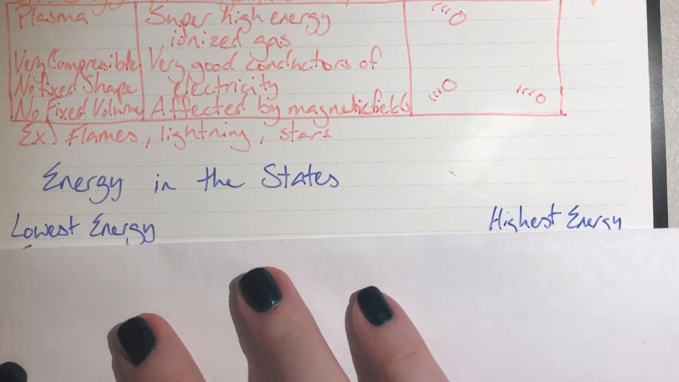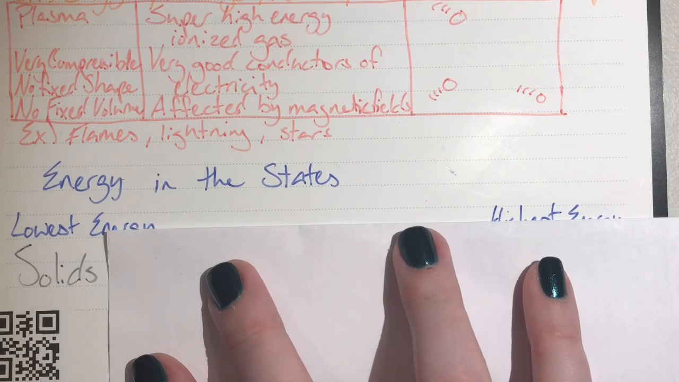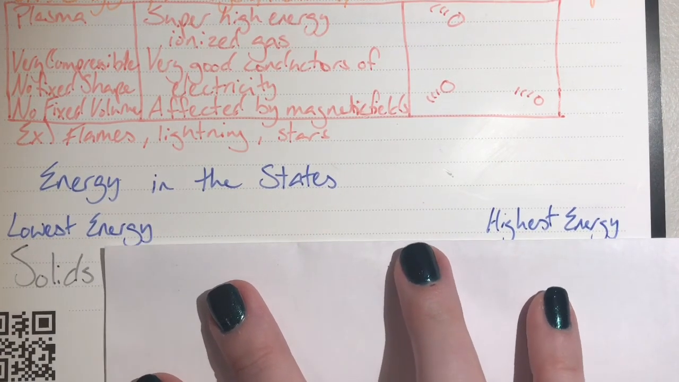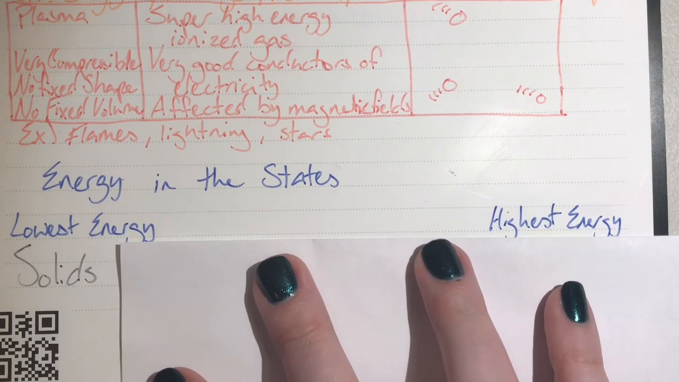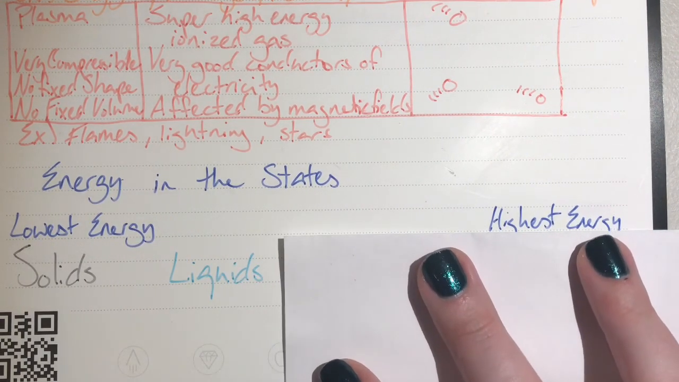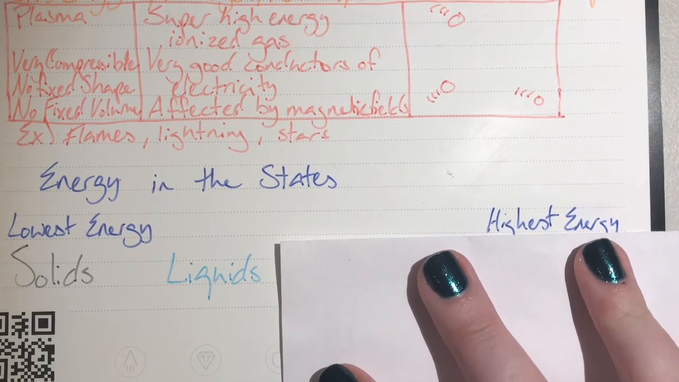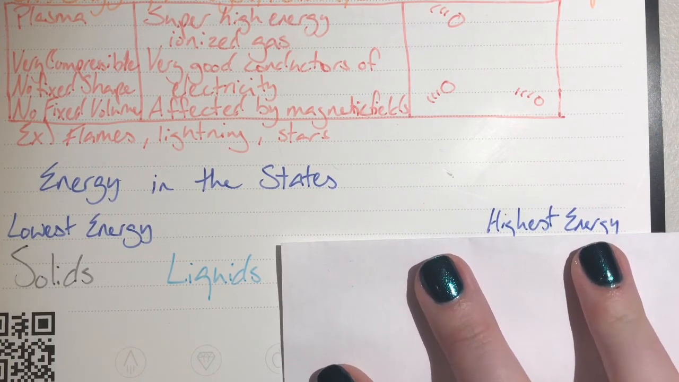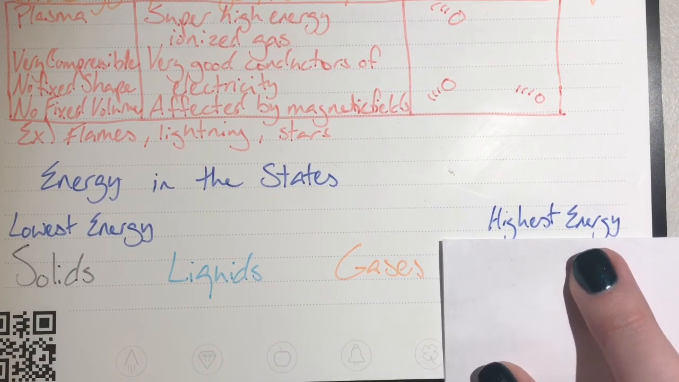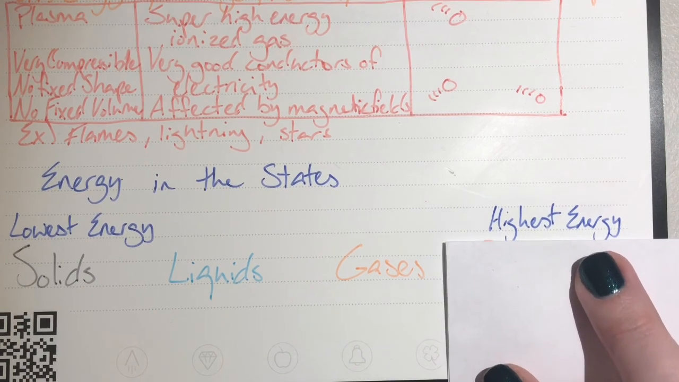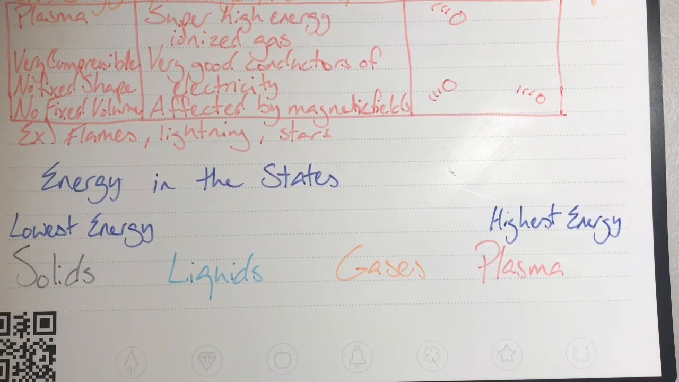So lowest energy, in dead last, we have solids. Solids are my sleepy boys. They do not have a lot of energy. They're not moving around. It's why we get to pack them in tight. Then we have liquids. They have a little bit more energy, so they're moving around just a tad bit more. Then we have gases. We're starting to pick that energy up. We're moving around. We're going. But my highest energy by far is going to be my plasma. They are crazy, off the walls, moving around as quickly as possible. High energy.